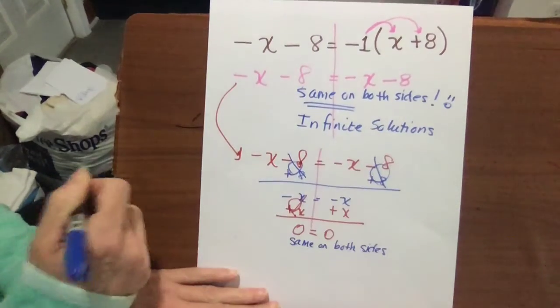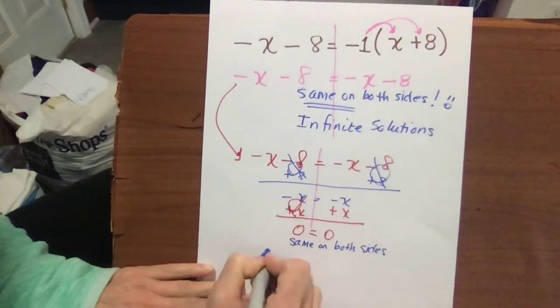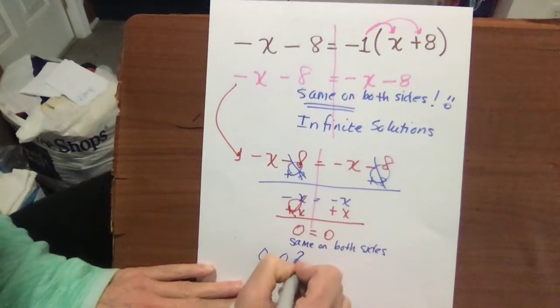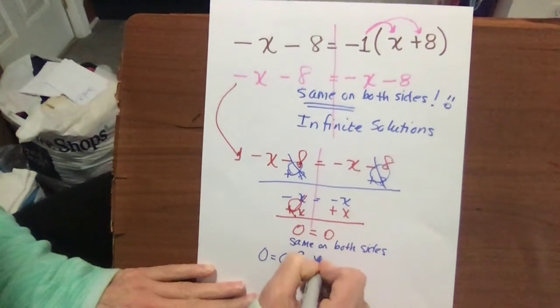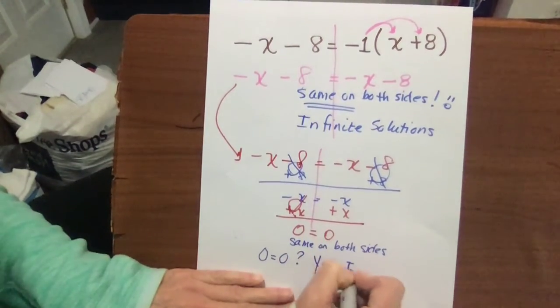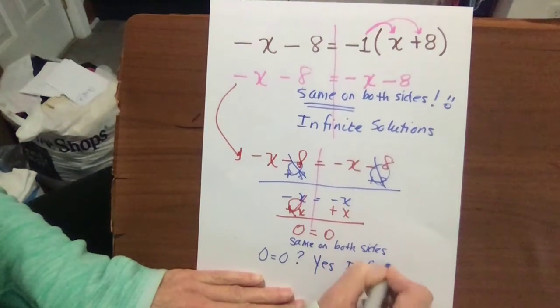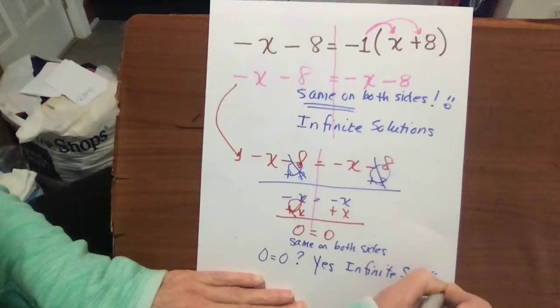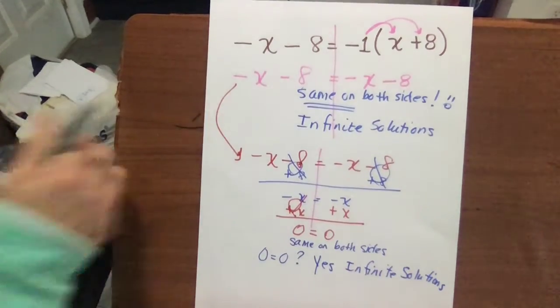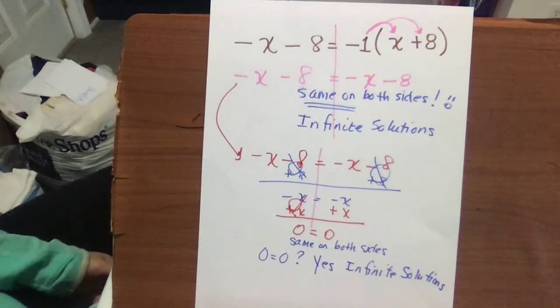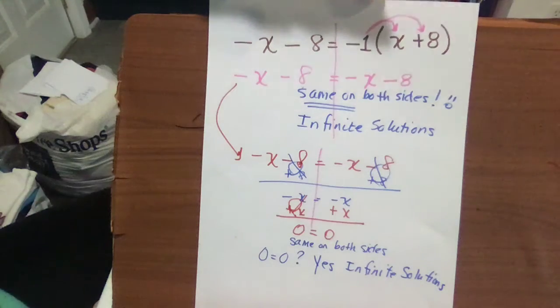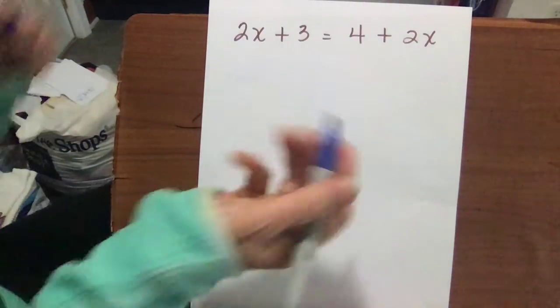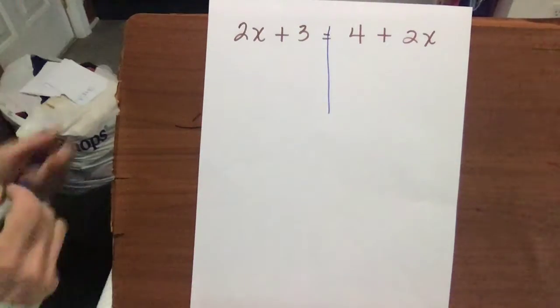So your answer is infinite solutions, or is 0 equals 0 true? And the answer is yes, so infinite solutions. Every single number you can think of in the real number system will make this a true statement, a true equation. Let's try another one. 2x plus 3 equals 4 plus 2x.